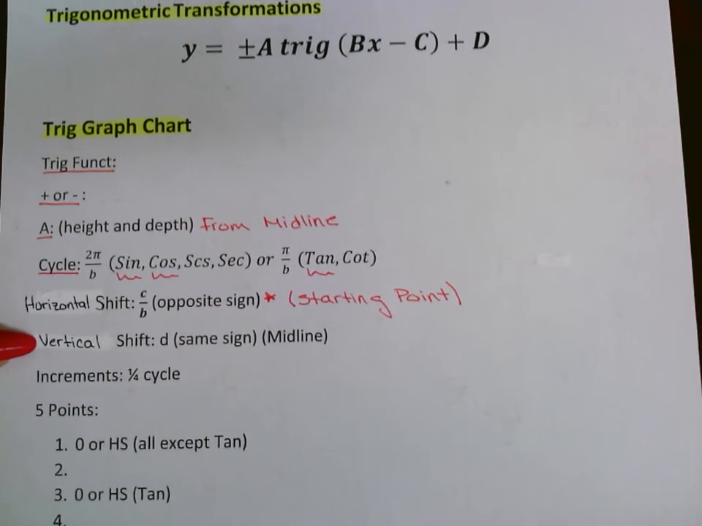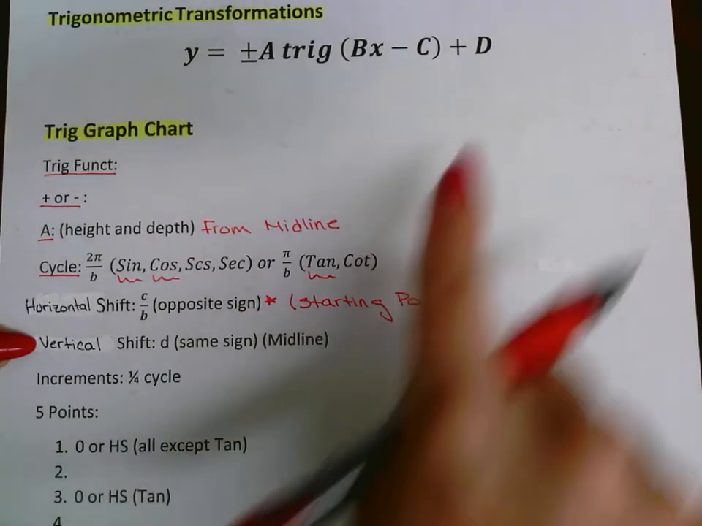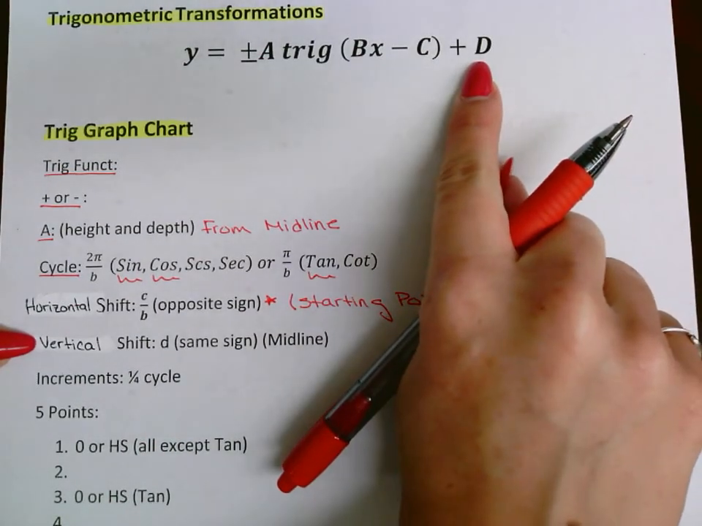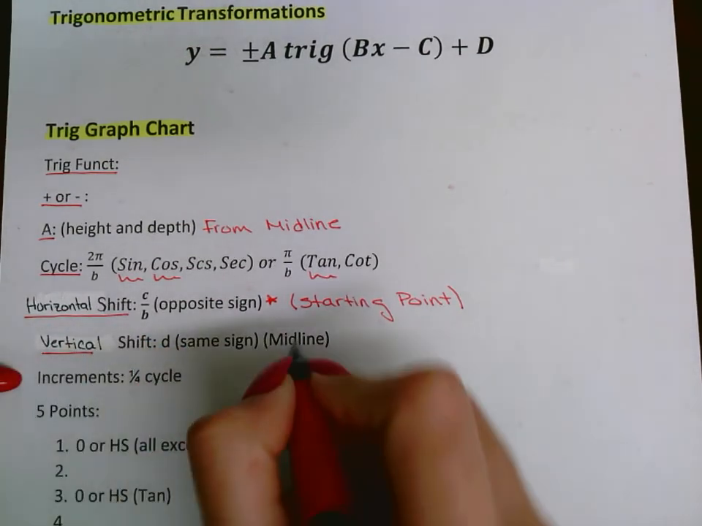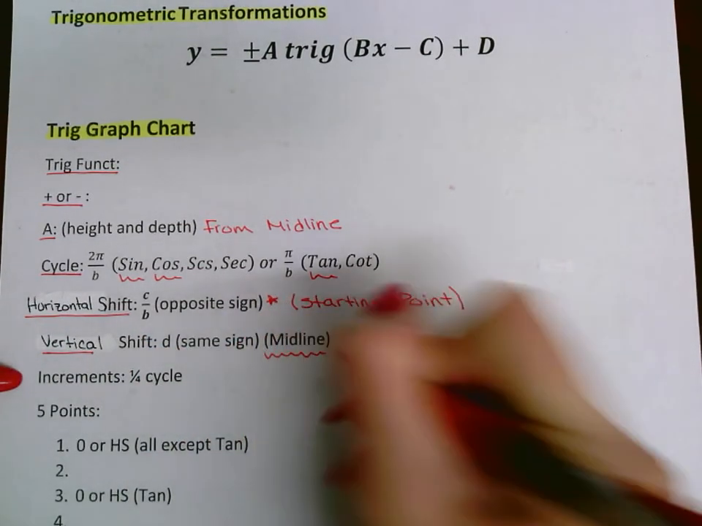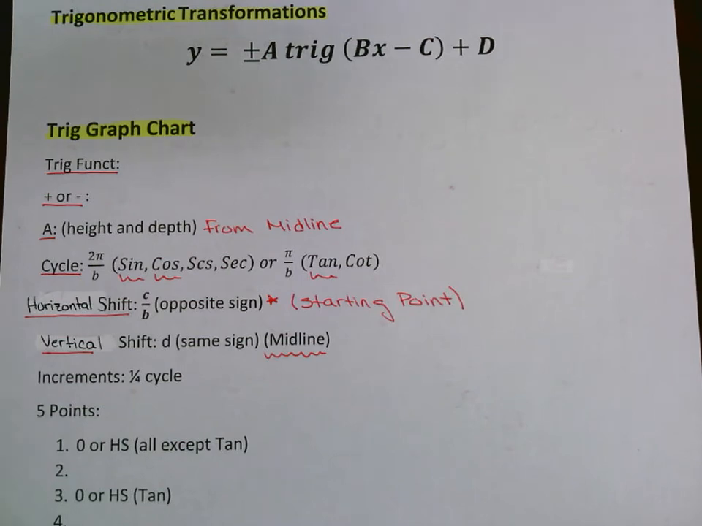Vertical shift is one of the easiest to see. It is just D, same sign. So if it said plus 5 at the end, it means I move up 5. The easiest way to do this is to count D as your midline. I even like to draw a new dotted line wherever my midline is so that I know that is where I'm going over and under from. So one more time, if I move up 5, now 5 is my midline and I go over at 5 and then underneath at 5.